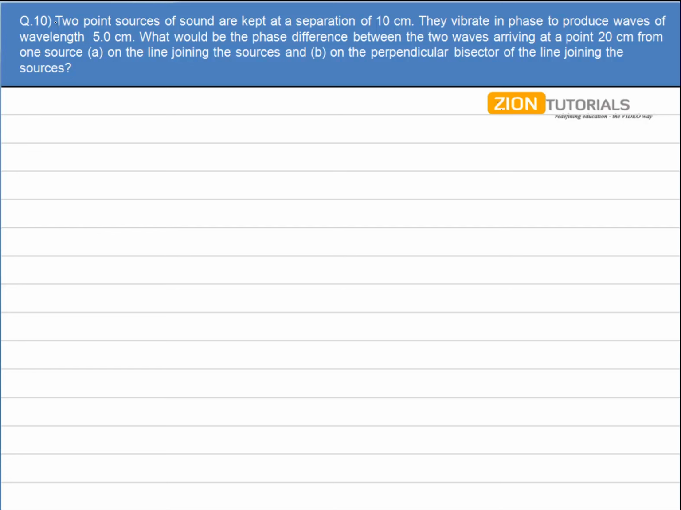In part A, it is given that this point, which is 20 centimeter from one source, is on the line joining the sources, and in part B, this point is on the perpendicular bisector. Fine. So let's draw the diagram first for part A.